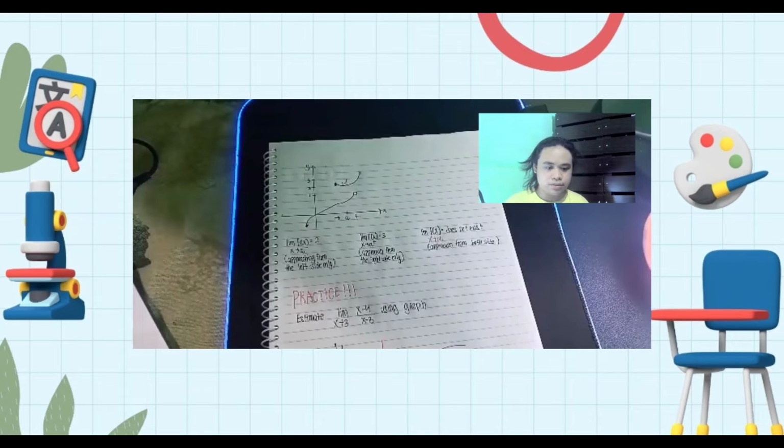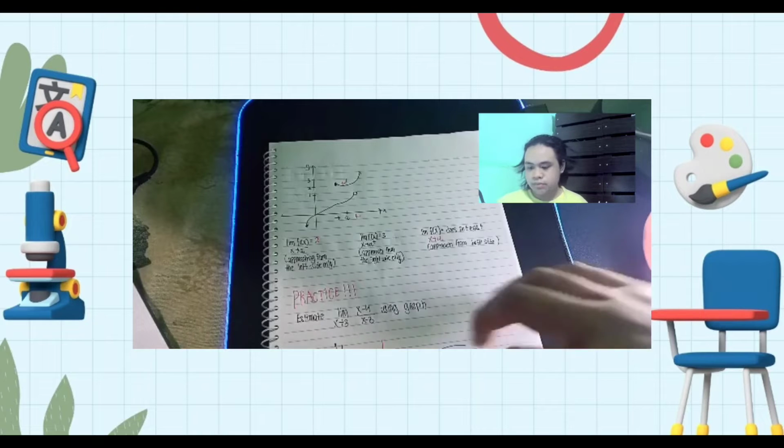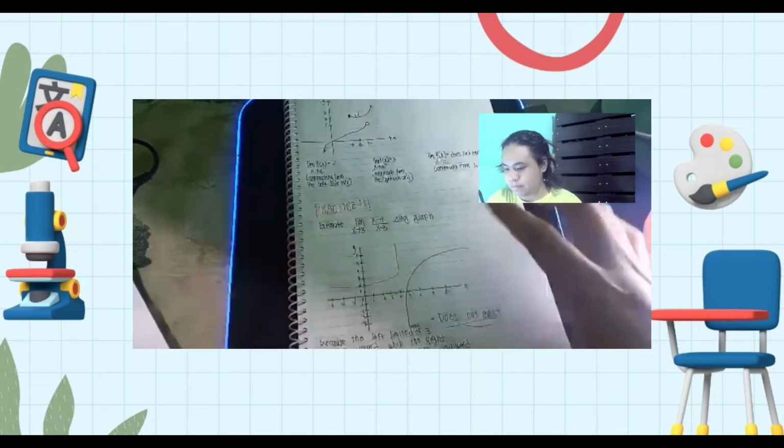Yung reason yan because the y value gets closer to two different values as we approach a from either side of a. We can't make up our mind as to what our limit should be. Therefore, we can say that the limit does not exist. Consequently, a limit only exists if and only if the limit from the left side equals the limit from the right side. So, proceed naman tayo sa pinaka-equation natin.